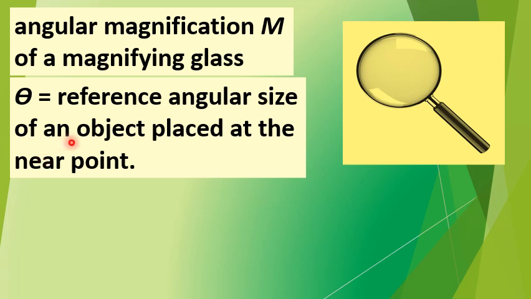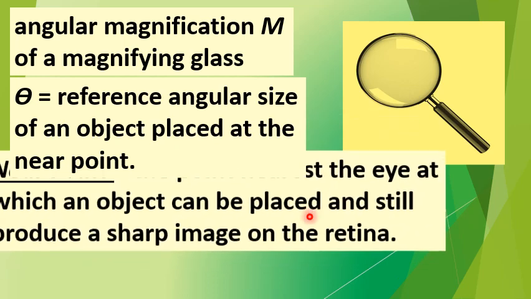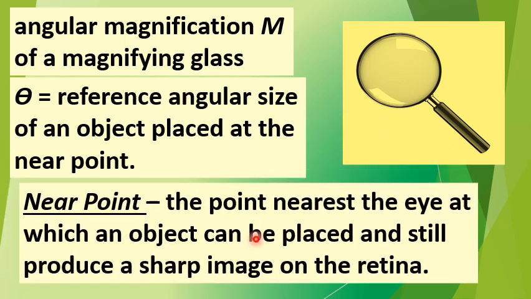The reference angular size, theta, is the angular size of the object when it is placed at the near point and seen without the magnifying glass. The near point is the point nearest the eye at which an object can be placed and still produce a sharp image on the retina.